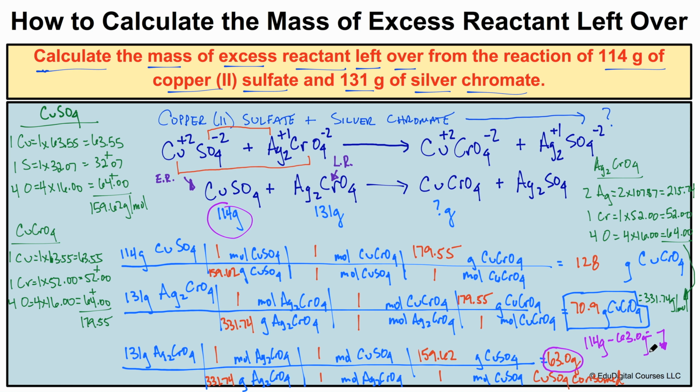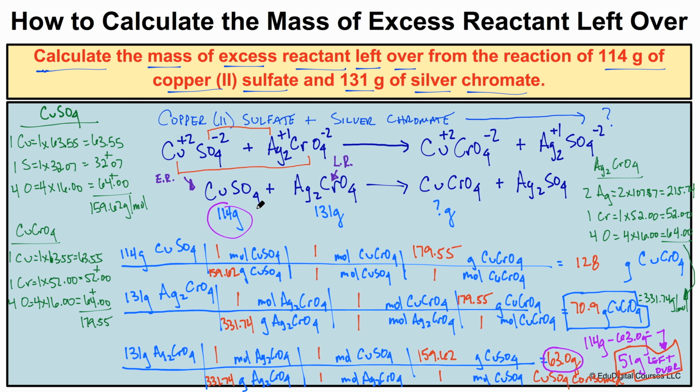When we take 114 minus 63.0, we're going to get 51 grams left over. And this here is going to be our final answer. So it says to calculate the mass of excess reactant left over from the reaction of 114 grams of copper 2 sulfate and 131 grams of silver chromate.